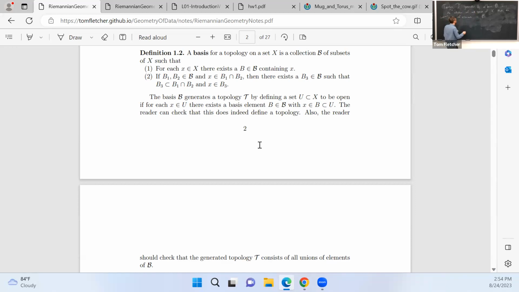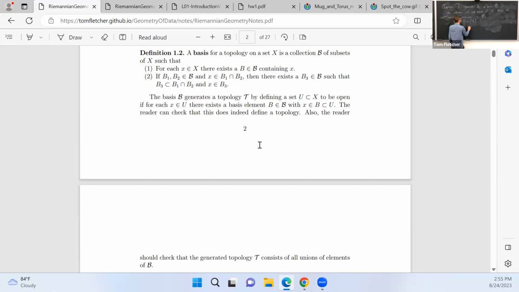Just to give some examples, again, really quickly. This is the trivial topology. The basis is just X, and I get the trivial topology because the only thing I can get with unions of X is just X, and the null set, which, again, I said always comes along there.